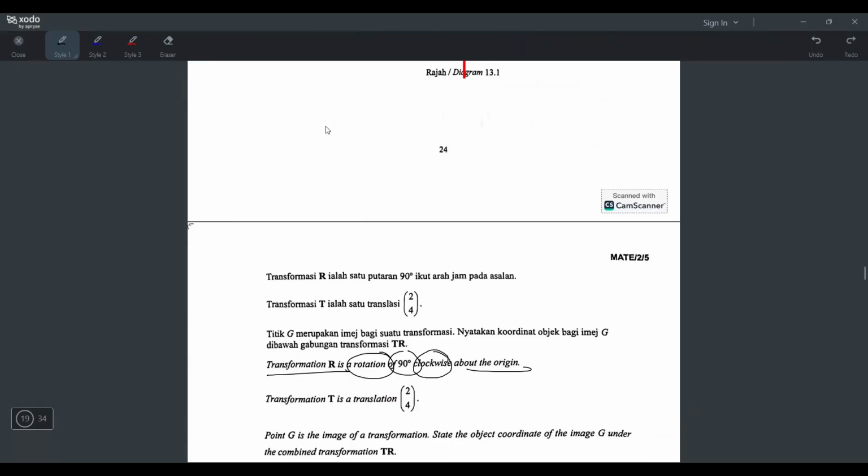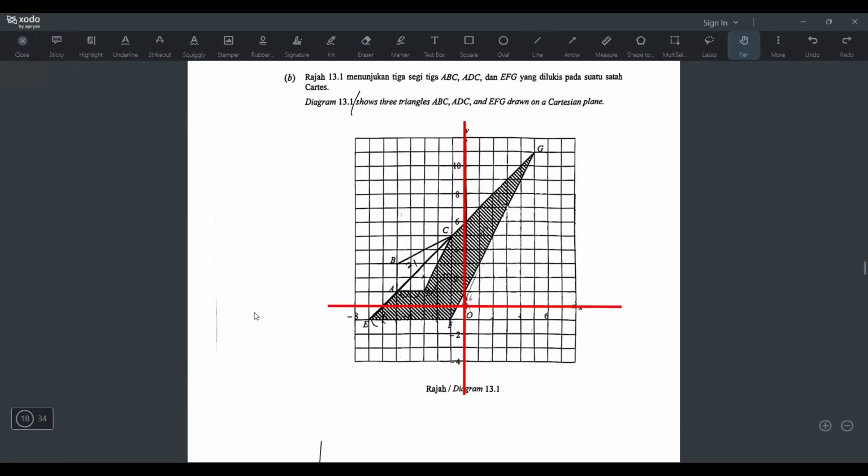So they say 90 degree clockwise, right? So that means the direction has to be ikut arah jam. Clockwise means ikut arah jam. So ikut arah jam means the direction is like this, right? But then again, I still don't know where is my object. If the object is here, then 90 is here. But if the object is maybe here, then the 90 will be here, right? So we still don't know where's the object, but it's okay.